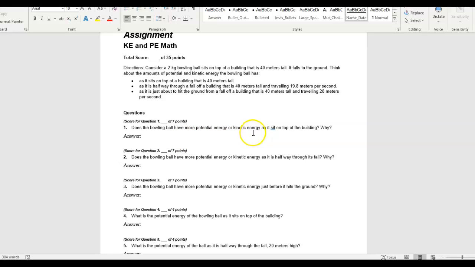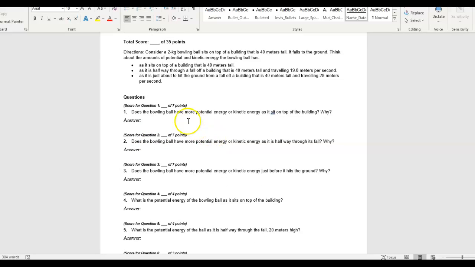We know at that time the kinetic energy, it's not moving, right? The ball is not moving, it says it sits. So the kinetic energy, the KE, would be 0. So for number 1, your answer would be it has more potential because the ball is not moving, the object is not moving. So make sure you put the why in there as well.